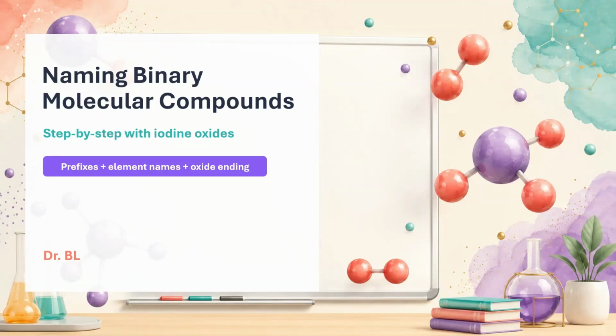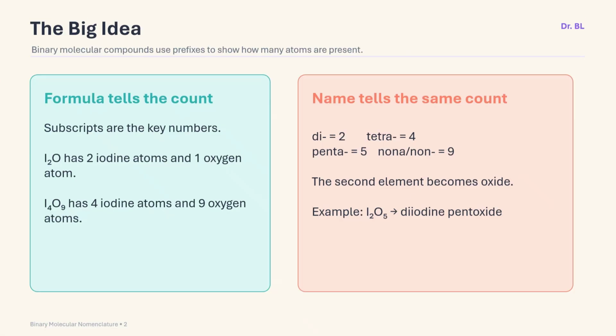Hello everyone. Let's talk about naming binary molecular compounds or covalent compounds step by step with iodine oxides. First, we need to understand the difference between ionic compounds and covalent compounds. Ionic compounds are made by metals and nonmetals, but covalent compounds are formed by two nonmetals.